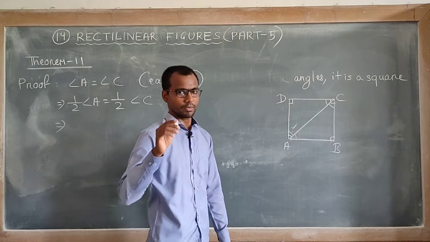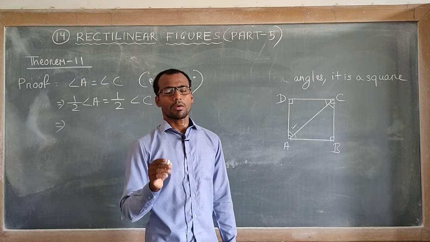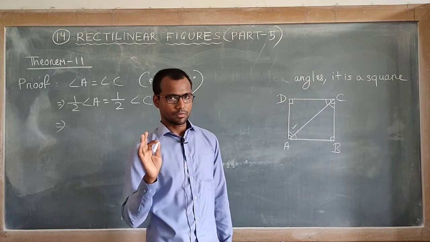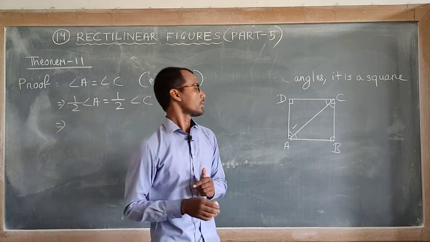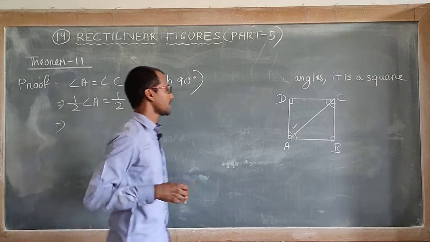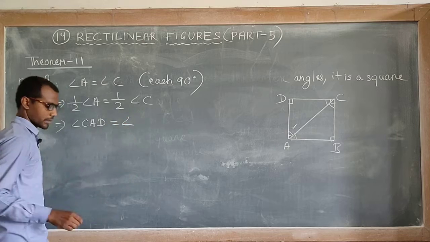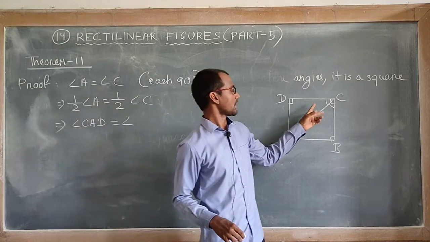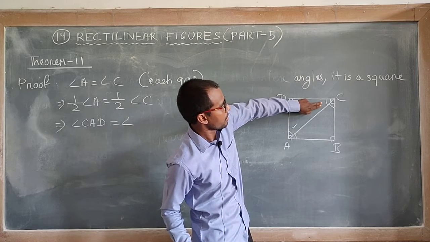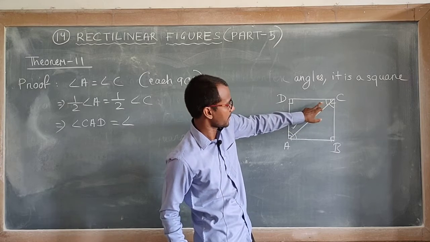CAD. Last time there was a theorem like this in parallelogram. If diagonal of a parallelogram bisects the vertex angles, then it is a rhombus. Okay, there was a similar theorem. In that theorem we have taken this angle. Now let us take this angle. So angle CAD is equal to half of angle C, means either angle DCA or angle BCA. Last time we have taken this one, so let us take this one this time.